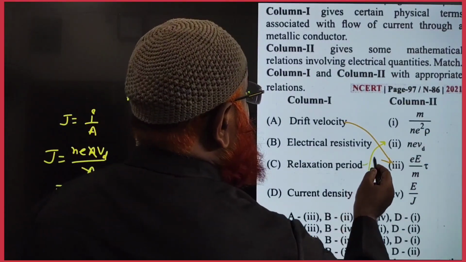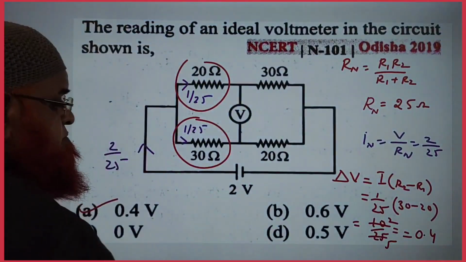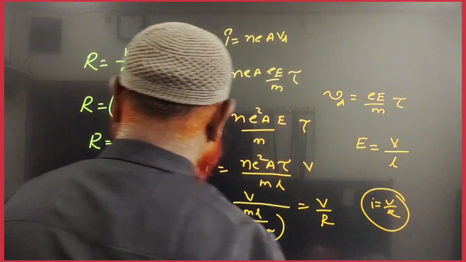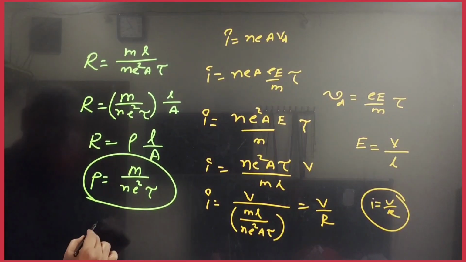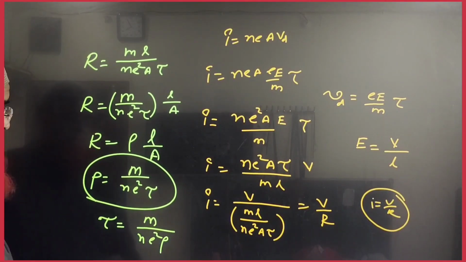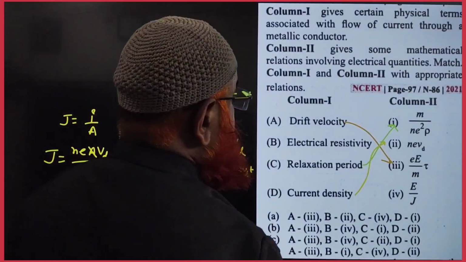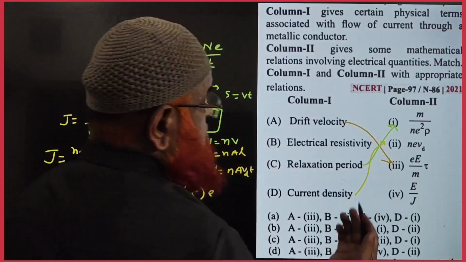But relaxation period he is asking. We can take the relaxation period as this one. How? Let us see. So we got this one. So we can take relaxation period as tau, which can be written as m by ne square rho. So relaxation time is nothing but m by ne square rho. So three are over.